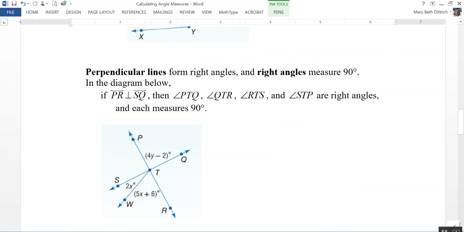Perpendicular lines form right angles, and right angles measure 90 degrees. So in the diagram below, if line PR is perpendicular to line SQ, and if you're not familiar with it, this is the symbol for perpendicular, then it creates four right angles: angle PTQ, angle QTR, angle RTS, and angle STP. All of those are right angles, and each measures 90 degrees.